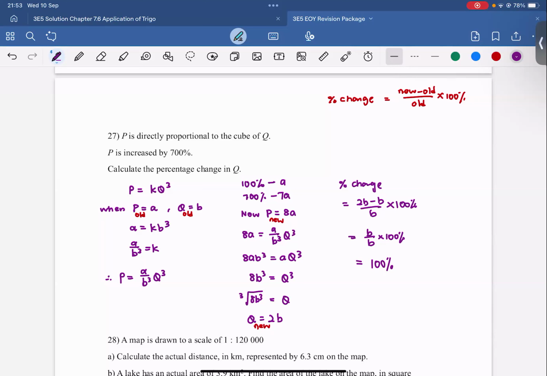Okay, of course there are other ways, but those ways are your algebra must be stronger lah.